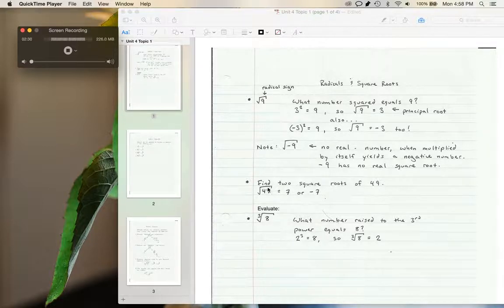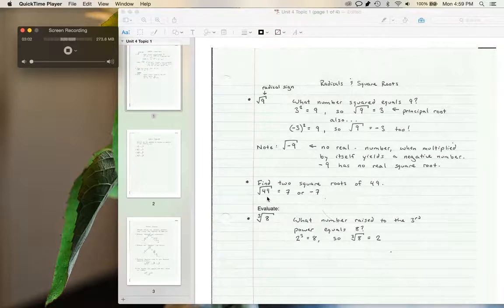One of the problem types that you might see in your assignment or in your Check for Learning quiz is something like this: find 2 square roots of 49. Well, 7 times 7 is 49. 7 squared is 49, so 7 is a square root of 49. And also -7. -7 times -7 will give me a positive 49 as well. So my 2 square roots of 49 are 7 and -7.